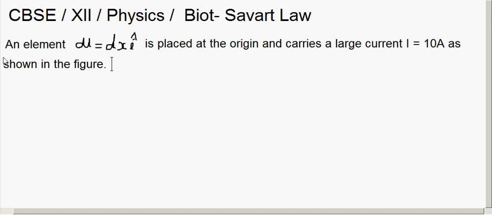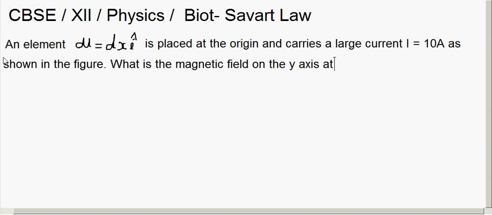What is the magnetic field on the y-axis at a distance of 0.5 meter? Given dx is equal to 1 centimeter.